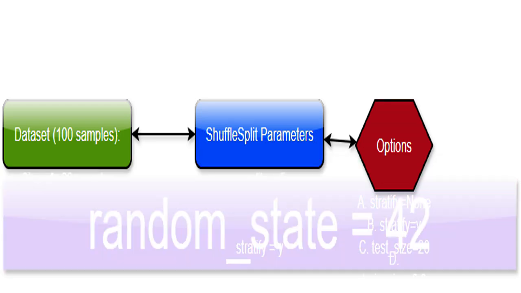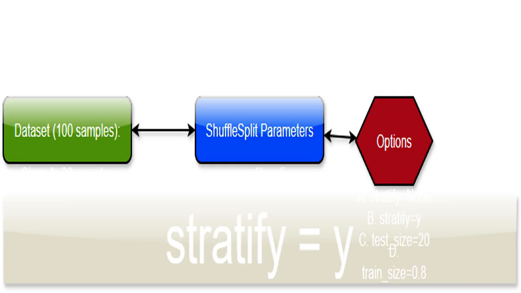I'm setting the random state to 42. This ensures that the random splits are reproducible. If I run the code again with the same random state, I'll get the same splits. I'm using stratified sampling. That means I'm making sure that the proportion of Class A and Class B samples is similar in each training and testing set. The variable y contains the class labels A or B for each sample.